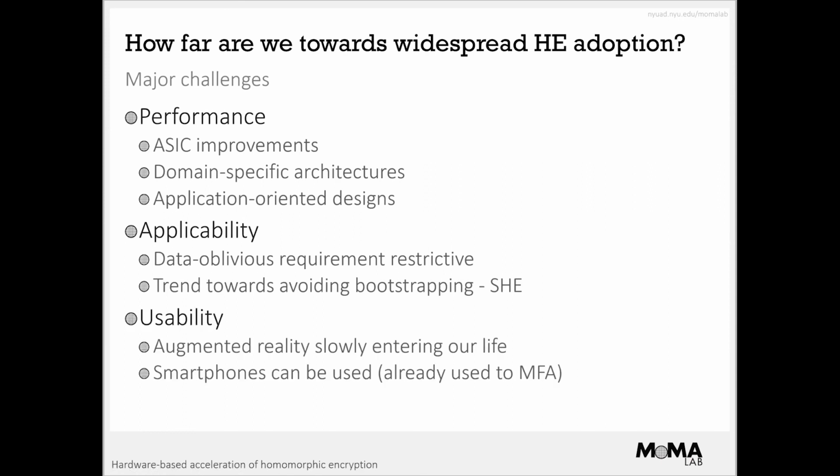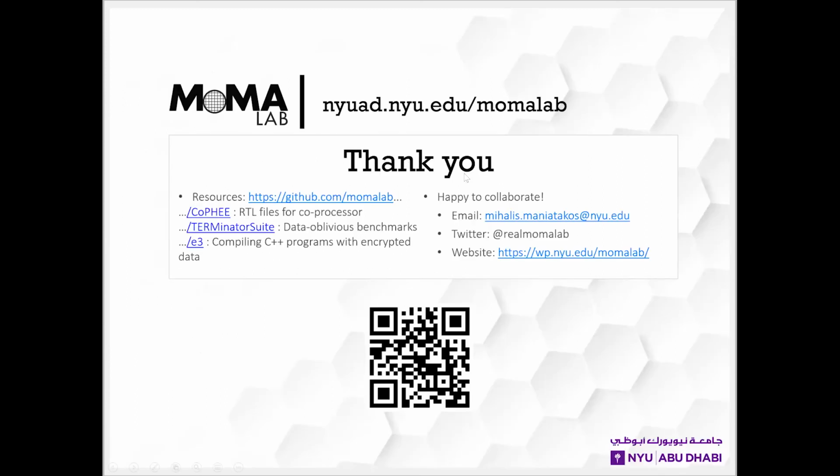And usability I mentioned. Many things I've said are available as open source. The code for the coprocessor, the RTL, is available online. The benchmark we use for measuring homomorphic encryption are available online. And we have our own compiler for homomorphic encryption. Also, you can find it in the lab's webpage. And with that, I conclude my talk.